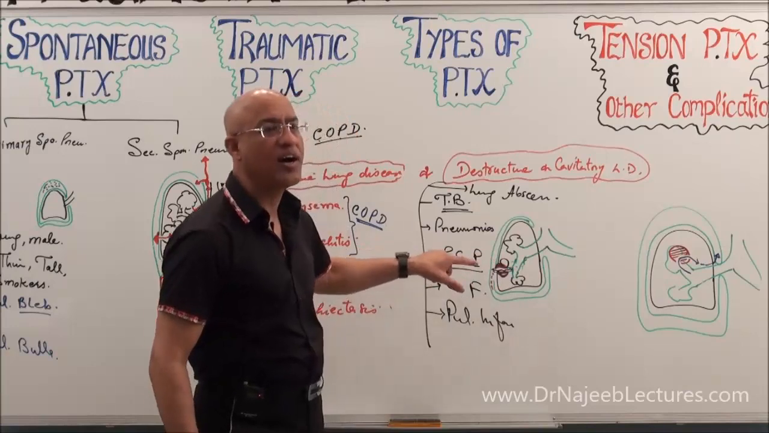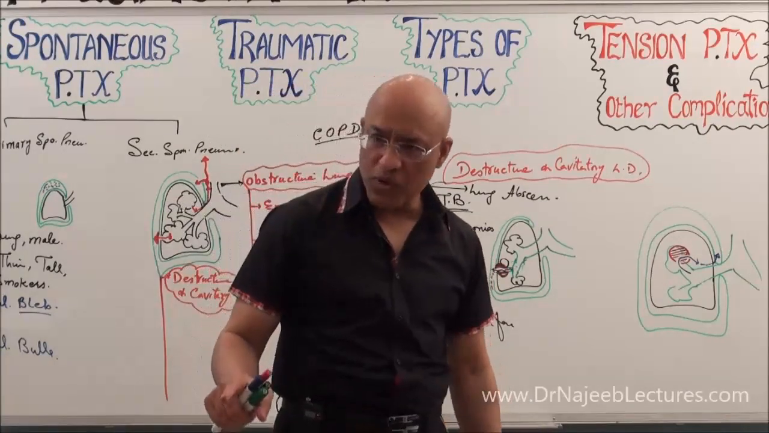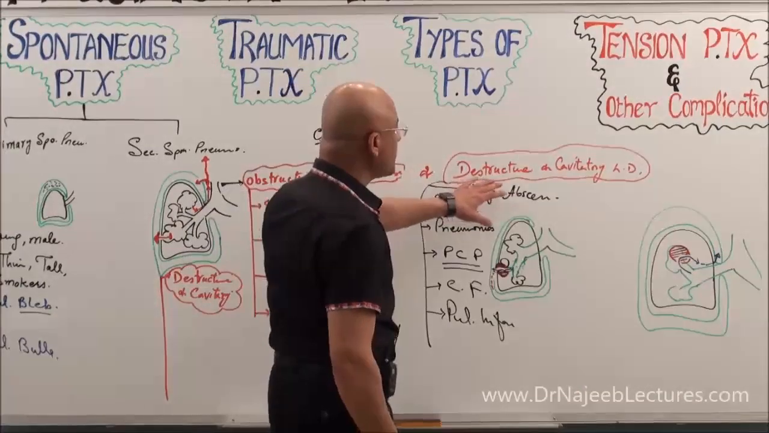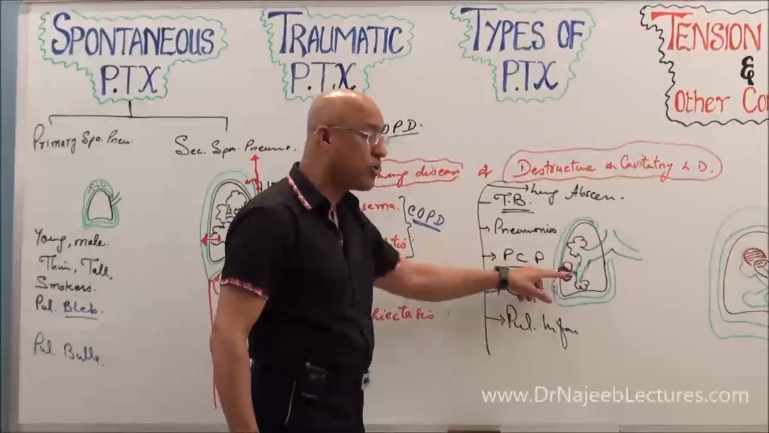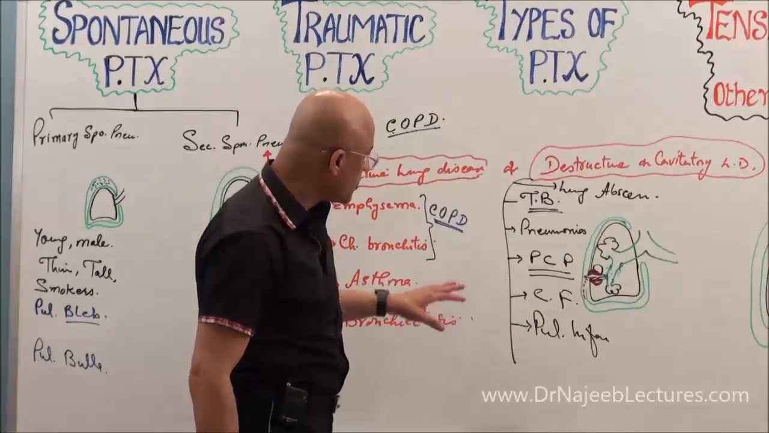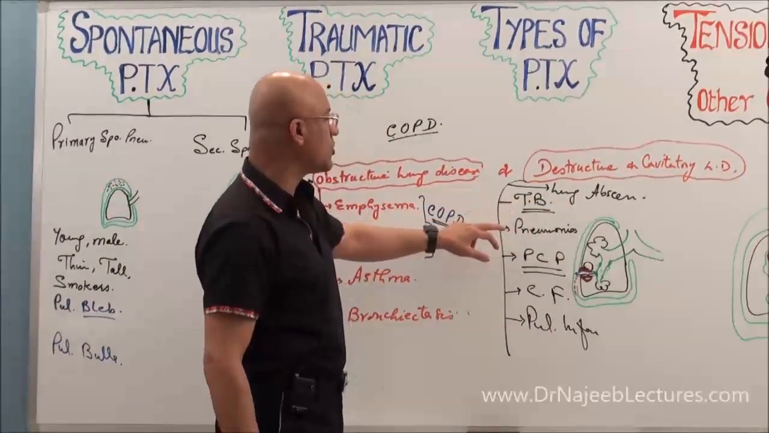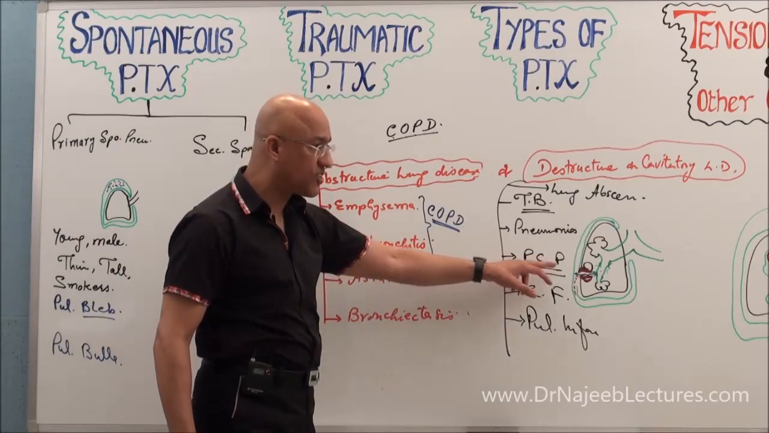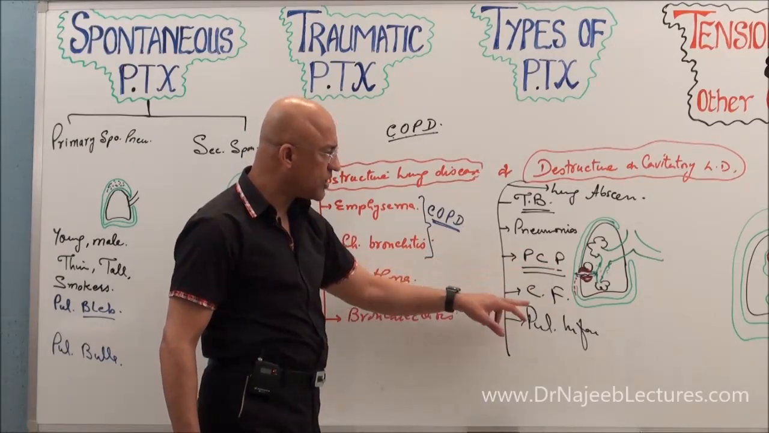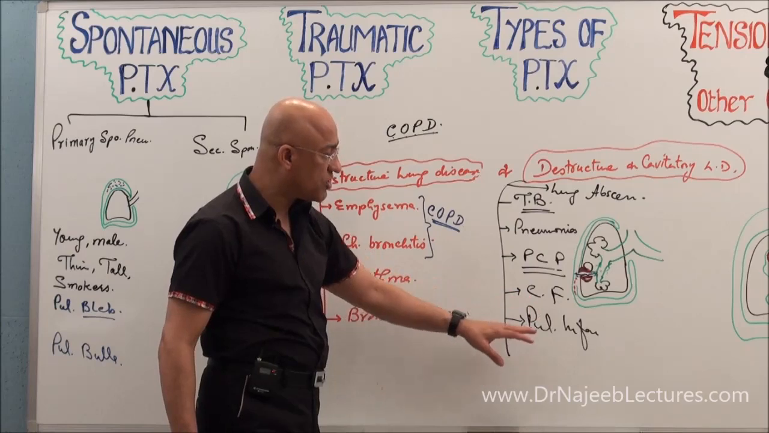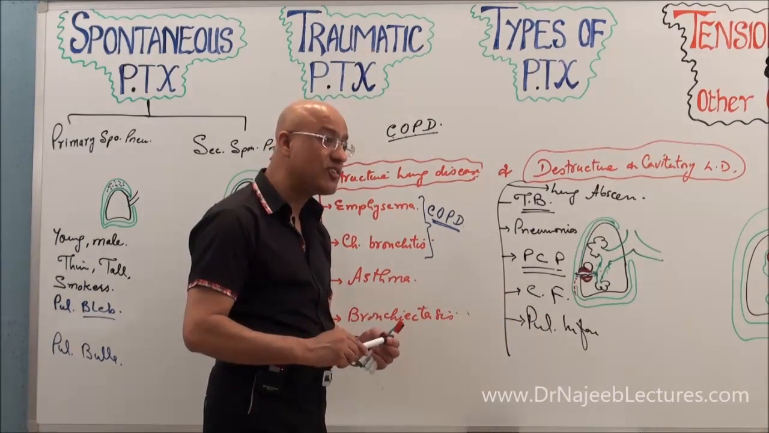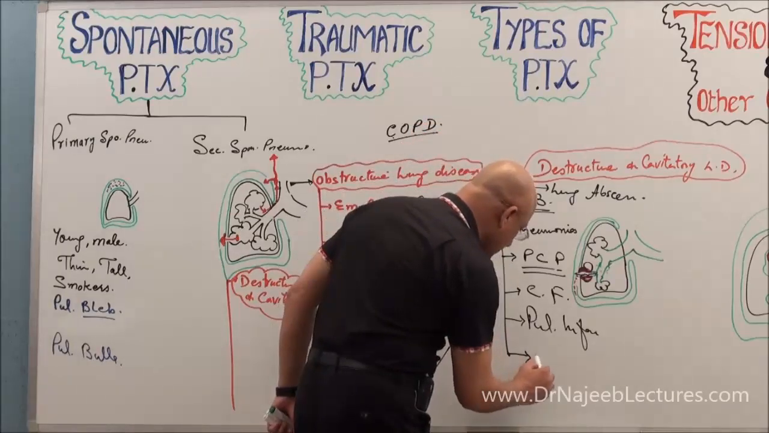bronchopleural fistula. What is it called? Bronchopleural fistula. So many cavitatory or destructive lesions may produce bronchopleural fistulas. So we are talking about lung abscess, tuberculosis, pneumonia, pneumocystis pneumonia. Its name is changed now. Cystic fibrosis, pulmonary infarction, then, yes, carcinoma. Pulmonary carcinoma.